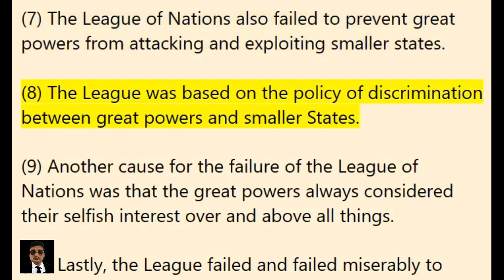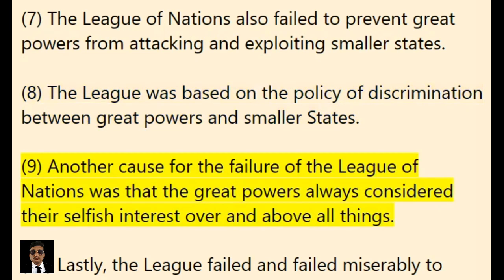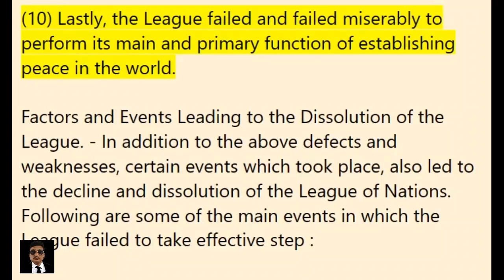8. The League was based on the policy of discrimination between great powers and smaller states. 9. Another cause for the failure of the League of Nations was that the great powers always considered their selfish interest above all things. 10. Lastly, the League failed miserably to perform its main and primary function of establishing peace in the world.